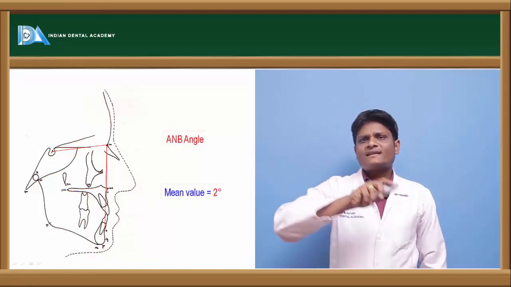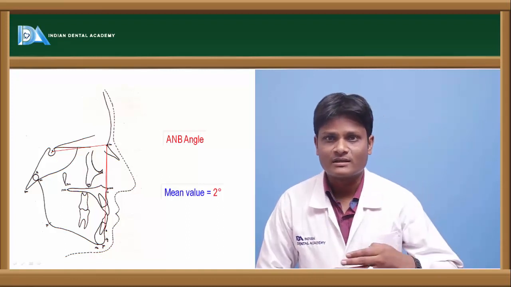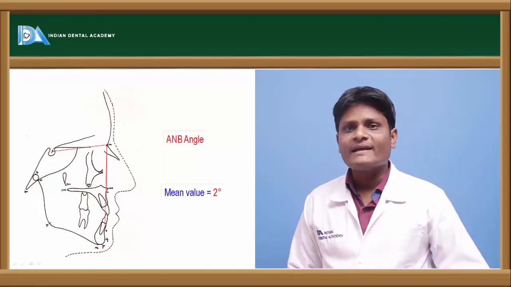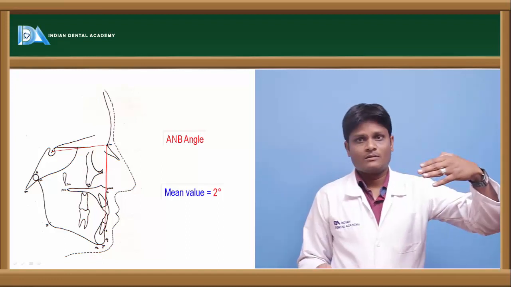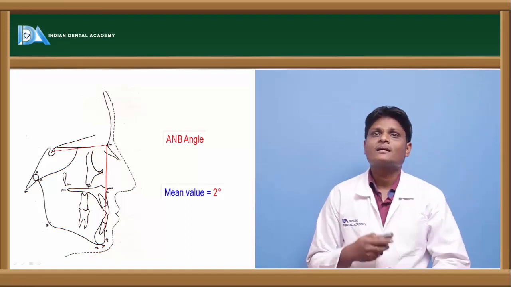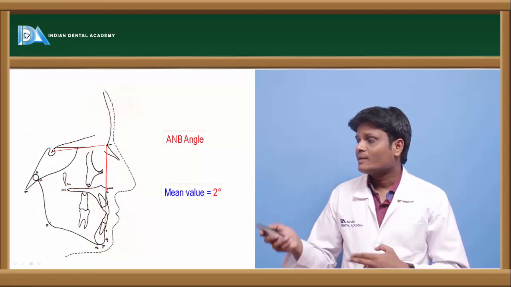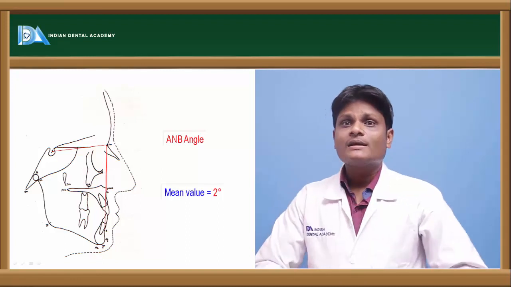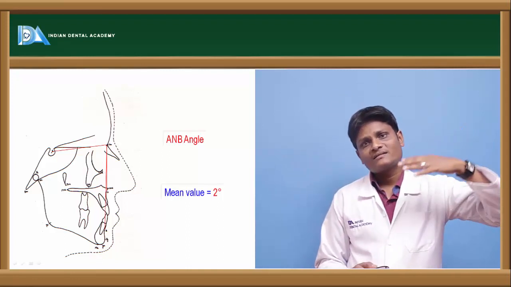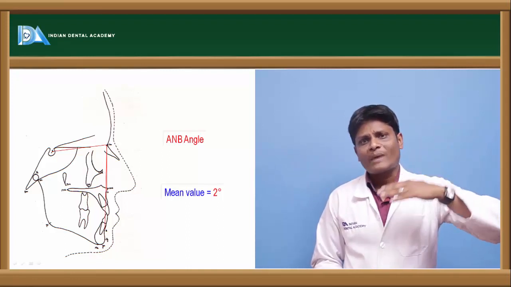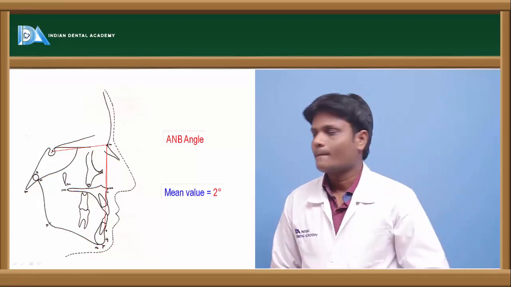The difference between SNA and SNB indicates the relationship between maxilla and mandible anteroposteriorly. The average angle is 2 degrees. That indicates the maxilla should be about 2 degrees ahead of the mandible. If it is more than 2 degrees, it indicates a class 2 intermaxillary skeletal relationship, whereas if the A and B angle is less than 2 degrees, it indicates a class 3 intermaxillary skeletal relationship. This is how SNA relates the maxilla to the anterior cranial base, SNB relates the mandible to the anterior cranial base, whereas A and B relates the maxilla to the mandible.